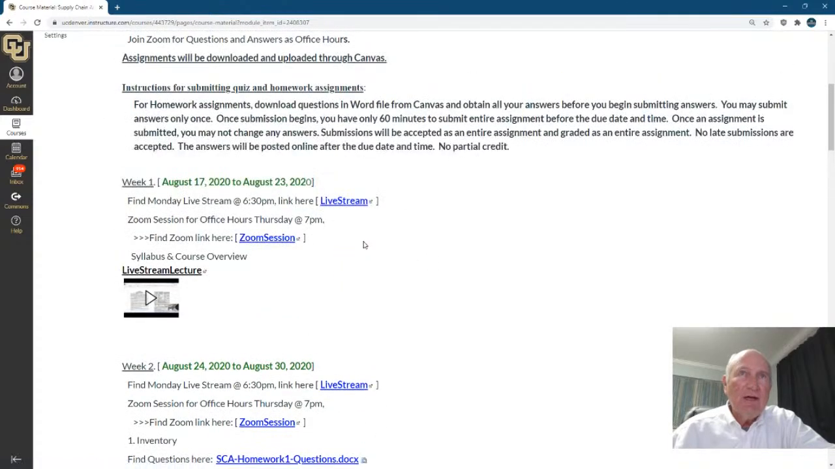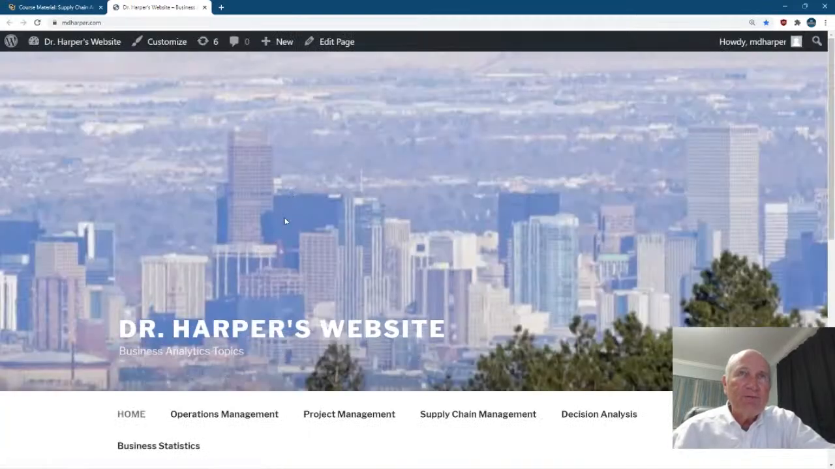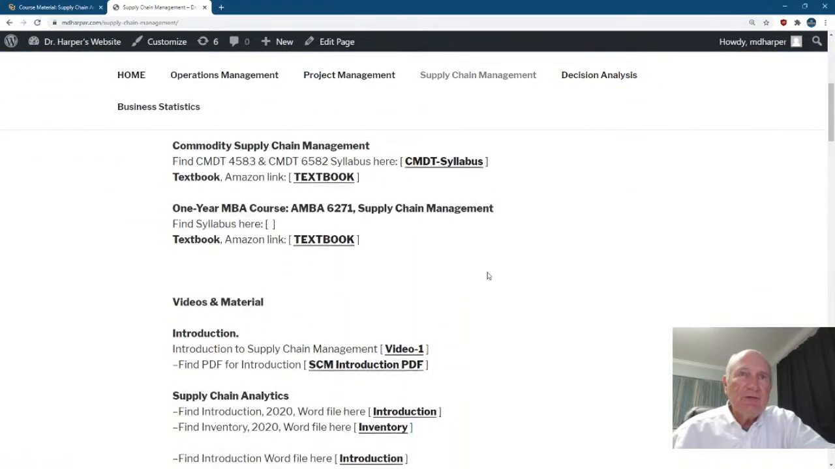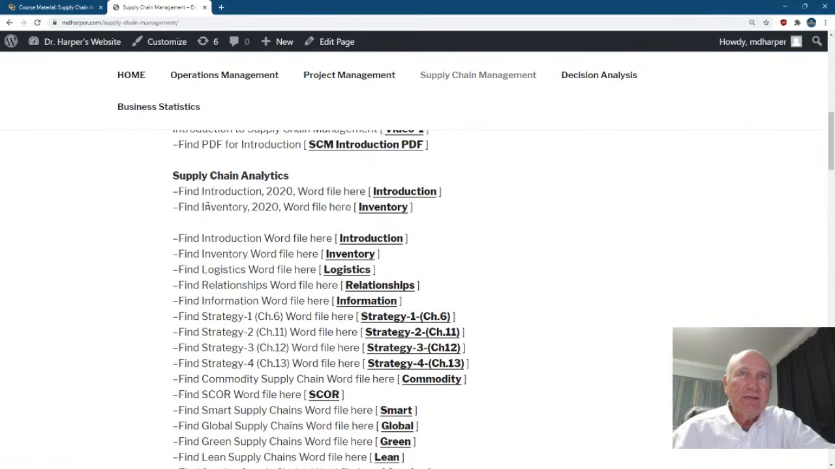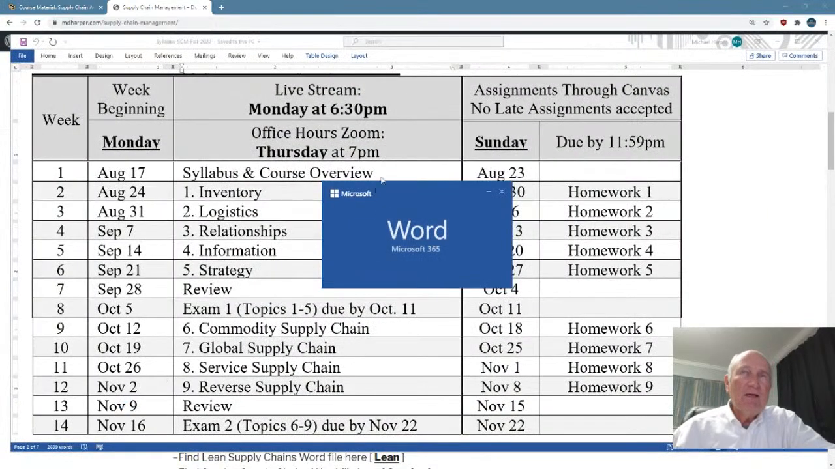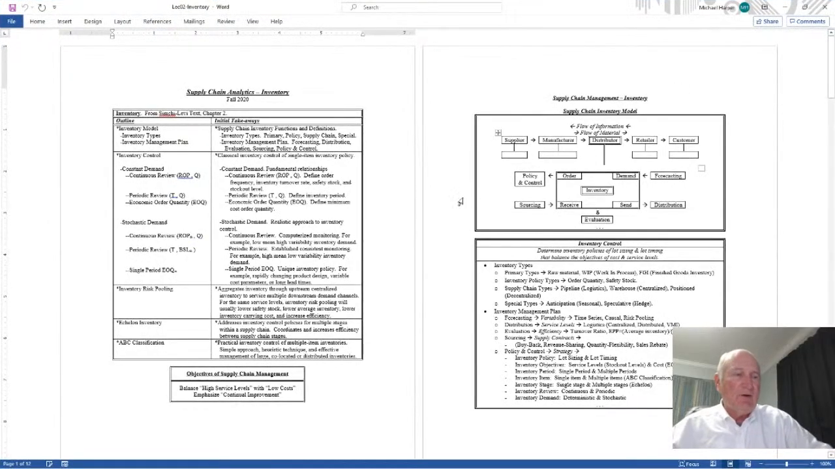Okay, so the material for this is on the website. If you go to the website under Supply Chain Management, you come down here to Supply Chain Analytics for Inventory 2020. Find the Word file here. So let's download this, and this is the lecture for this evening. So open this up, enable editing, and here we go.